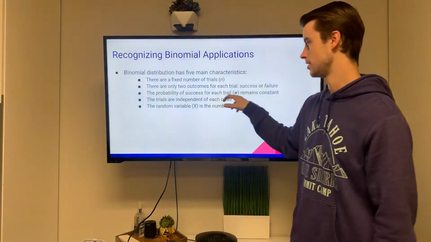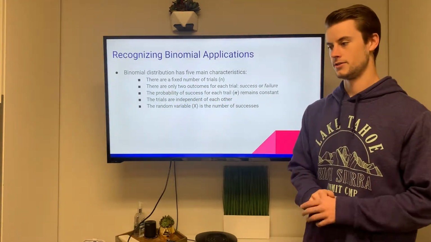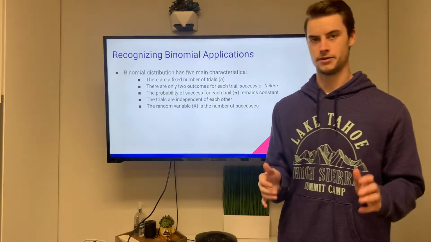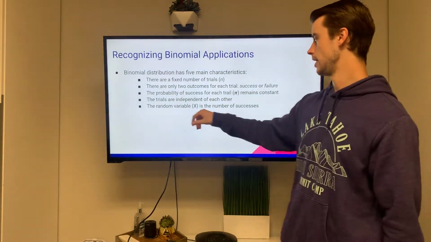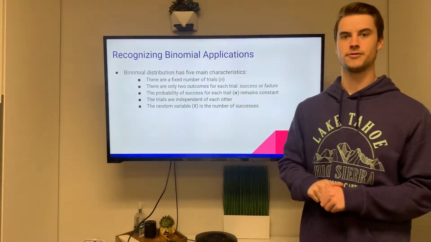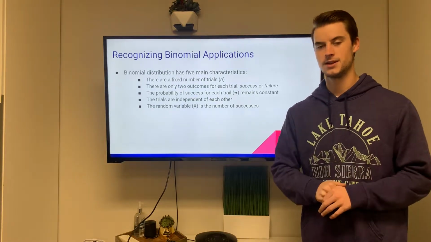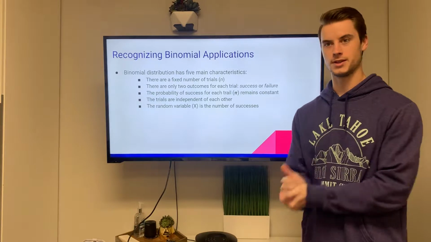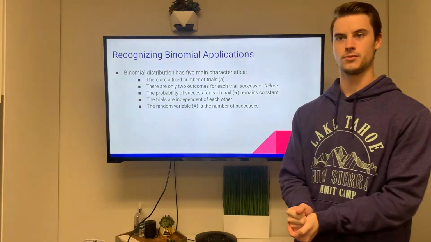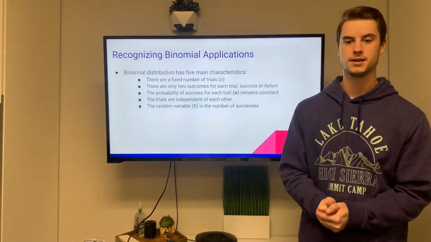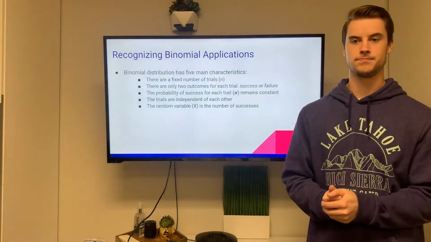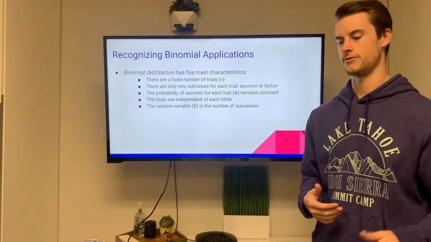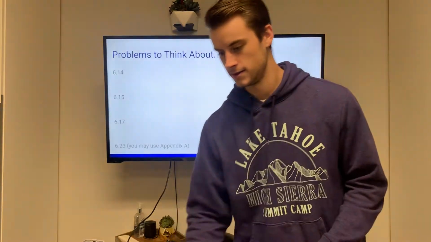Are the trials independent of each other? Success or fail, they have no dependency on one another, okay? Is the random variable x the number of successes? If your random variable is the number of successes, you've met the criteria. You can probably use binomial applications for this. And again, that's where we do n times pi, n times pi times 1 minus pi, the mean, variance, all that, okay?